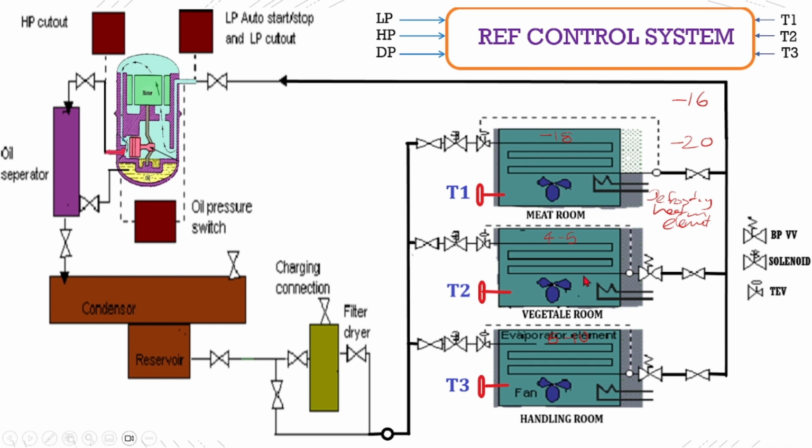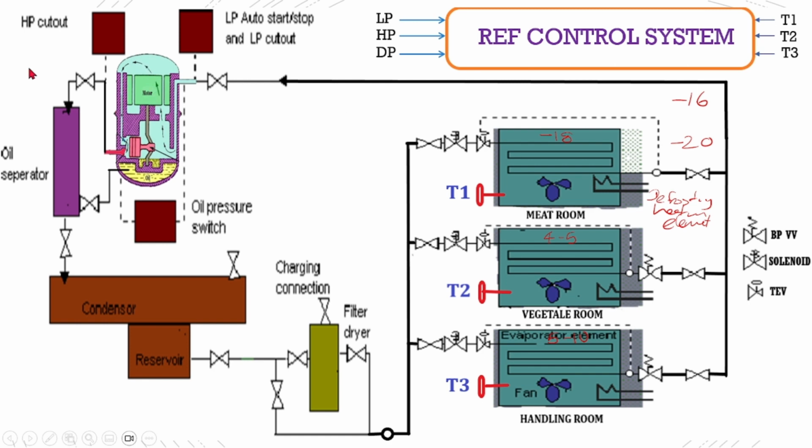And you have to notice a specialty between these three rooms. There are two additional valves fitted at the higher temperature rooms. This valve, we call it the back pressure valve. These are only fitted at the higher temperature rooms. We will come to the reasons a bit later. First, we'll discuss how the system operates.